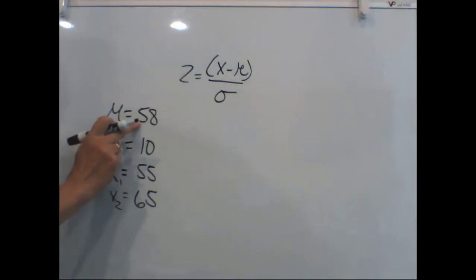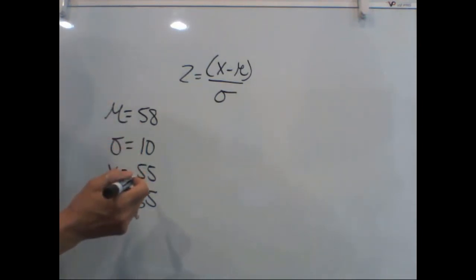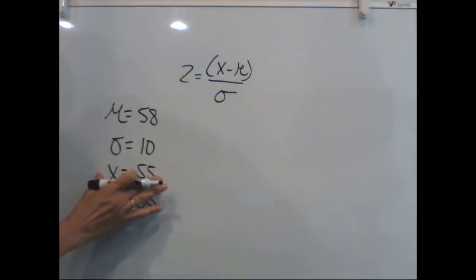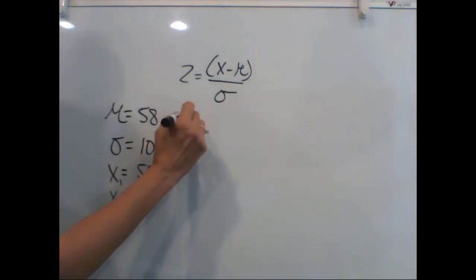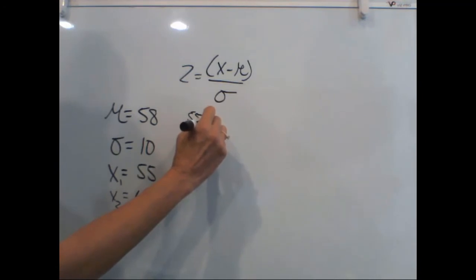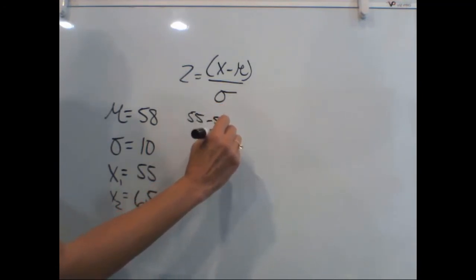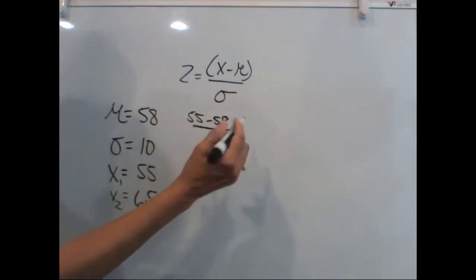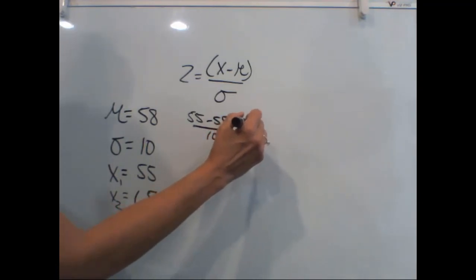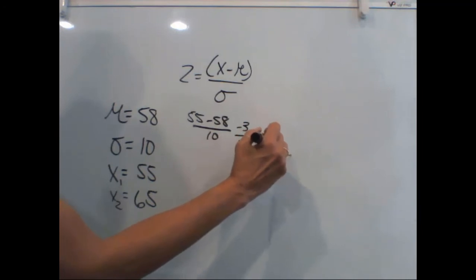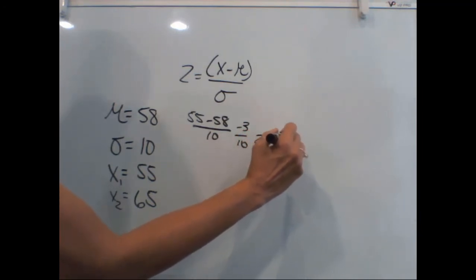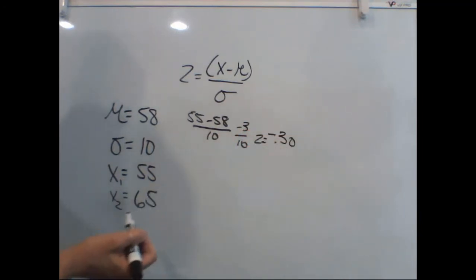So we know that we have a mean of 58 and standard deviation of 10. So let's plug in the first score to find its z-score. So we have 55 minus a mean of 58 divided by 10 is negative 3 divided by 10, which is a z-score of negative 0.30. Okay, we've got the first one.